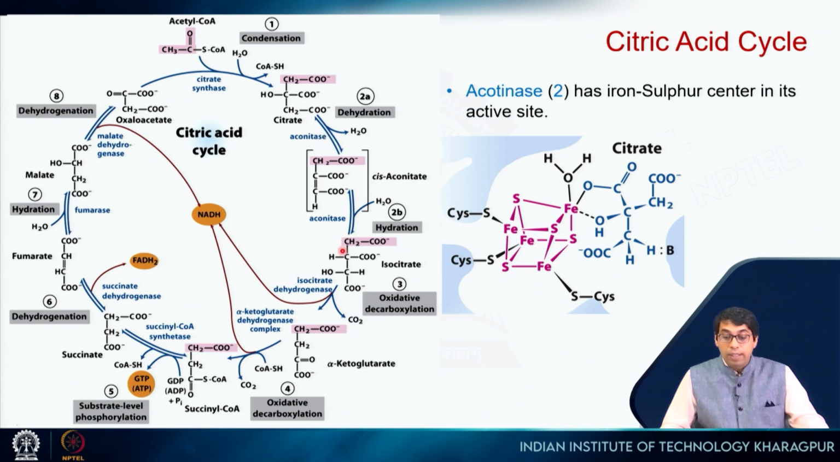So, this is the second enzyme, and aconitase has an iron sulfur center in its active site. We are going to look at this iron sulfur center in many enzymes in the subsequent reactions. So, iron sulfur centers look something like this. So, I have one slide later on which will show you the different types of iron sulfur centers. So, in this case we have these 3 inorganic ions, and also we have inorganic sulfurs plus cysteine sulfurs which bind these iron sulfur centers.